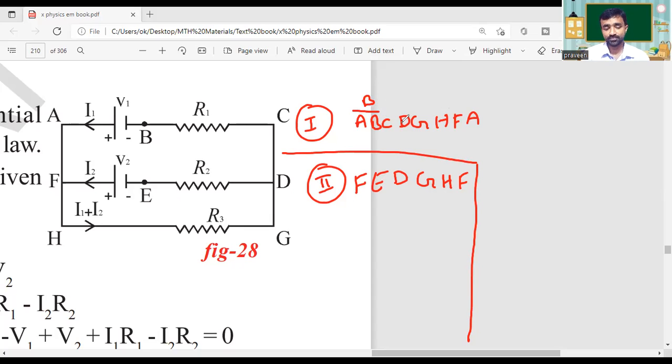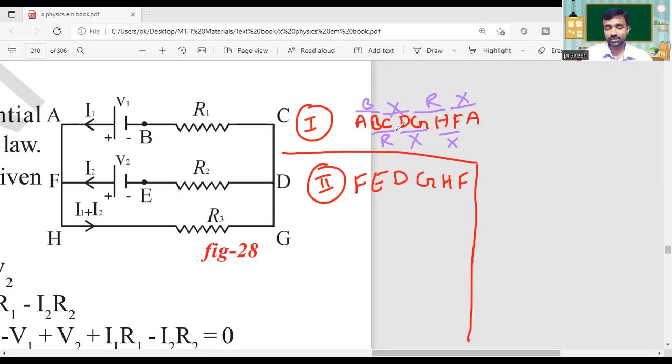Then B to C. What do I have from B to C? I have a resistance. Next, C to D, nothing. D to G, also nothing. G to H, I have a resistor. H to F, nothing. F to A, nothing.